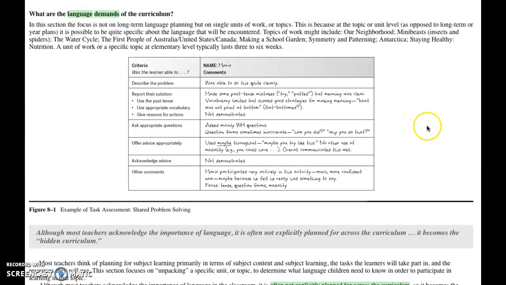So as a future social science teacher, I must ensure that I am aware of these language demands and that I'm providing the proper scaffolds and supports for my English language learners to succeed in my classroom.